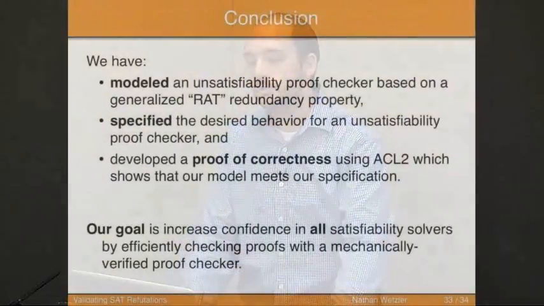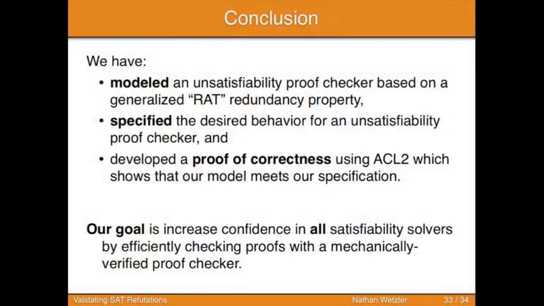So what I've shown you today is our model for an unsatisfiability proof checker based on this generalized RAT redundancy property, our specification for what the proof checker should accomplish, and a proof of correctness in ACL2 that shows that our model meets our specification. And so our goal in this work and moving forward is that we want to increase the confidence not in just a solver, but all satisfiability solvers by efficiently checking proofs with a mechanically verified proof checker.